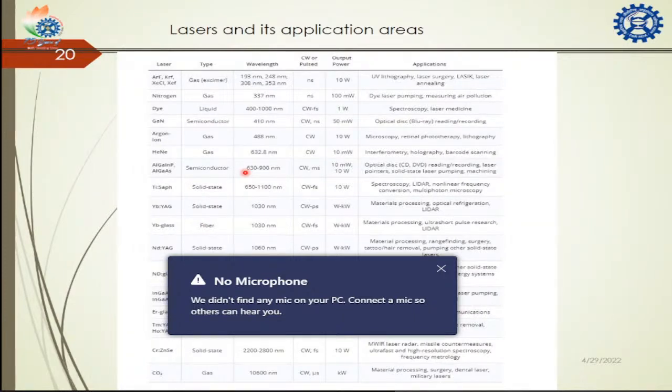So we have Rajveer Kaur in the meeting if she wants to ask a question. Rajveer, you can ask your question. Good afternoon, sir. Yeah, very good afternoon.